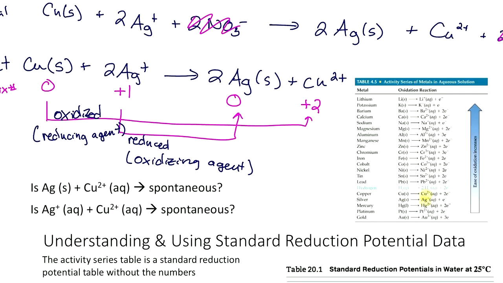Copper 2+, silver+. Would that happen? No, because we have 2 ions. We don't fit the criteria. The metal has to be higher on the activity series than the cation, right? So nothing happens here as well. So delta G should be a positive number.